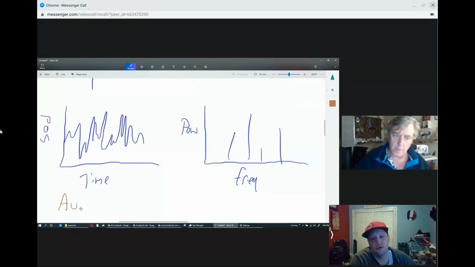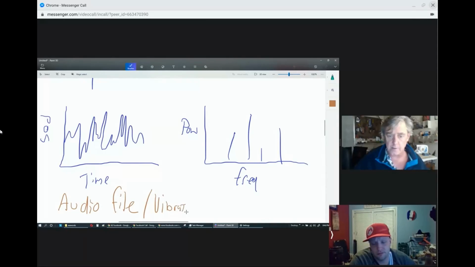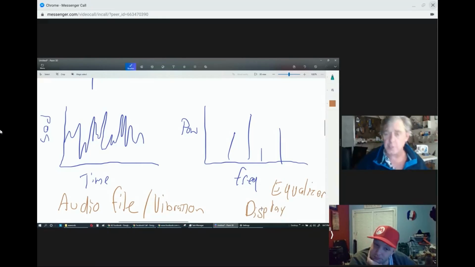Not even predictive, so just... One is an audio file or air vibrations, right? Yeah. The other one is the equalizer display. Just like when you watch the levels. Yeah. The reason that it's a good intuitive way to look at sound is because that's kind of what our ears do.